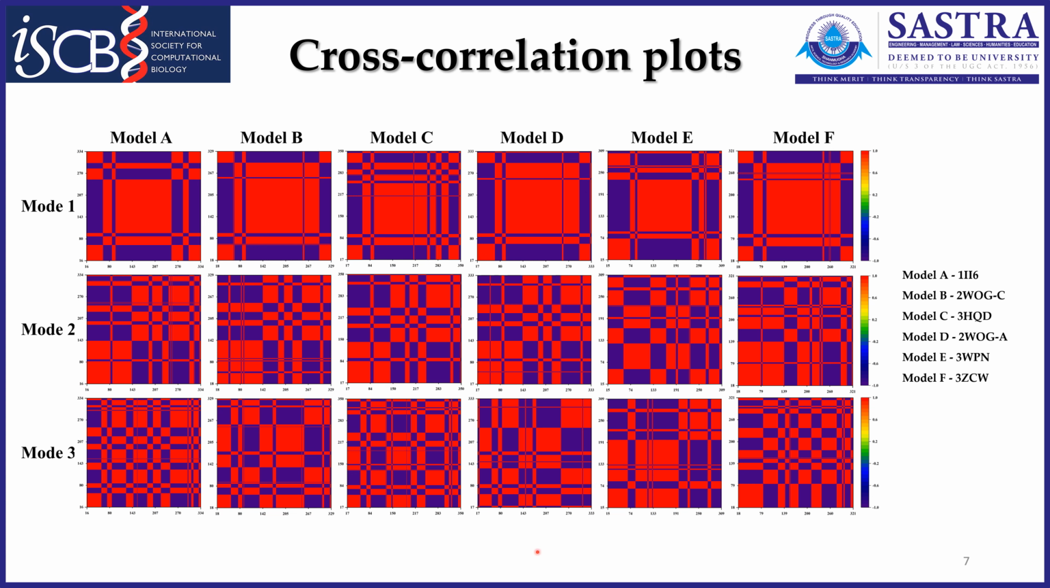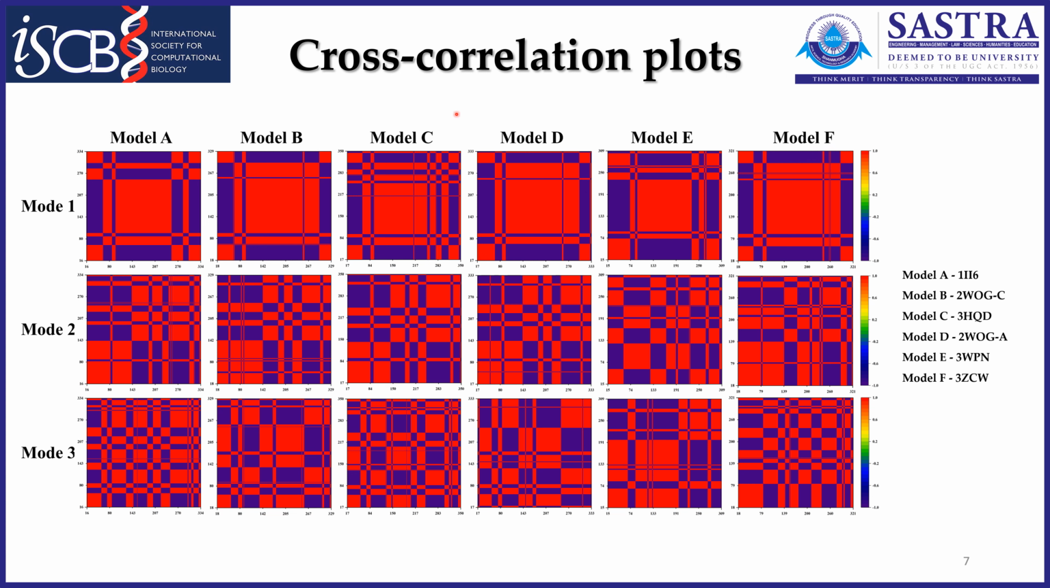Moving on to the results. To identify the regions within the protein that are positively and negatively correlated in their dynamics, cross-correlation maps are plotted. The red-colored regions indicate the positively correlated areas, and the blue-colored regions indicate the negatively correlated regions.